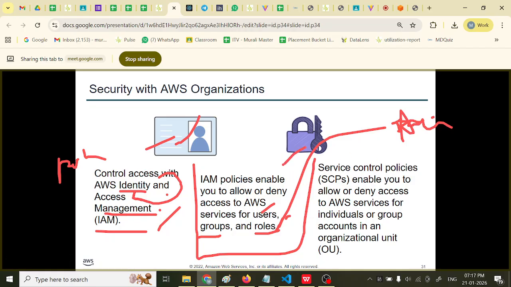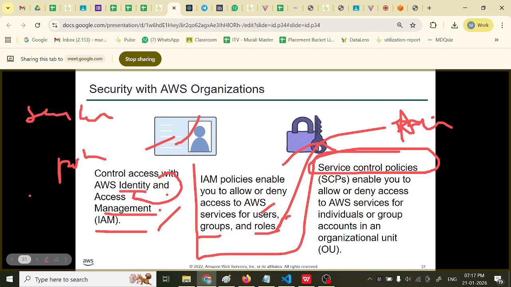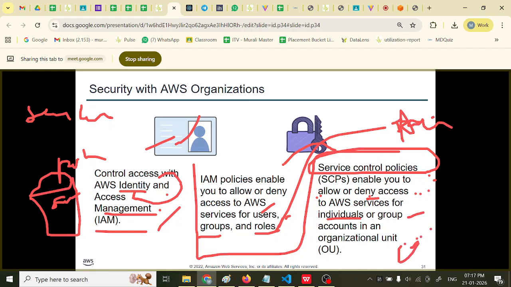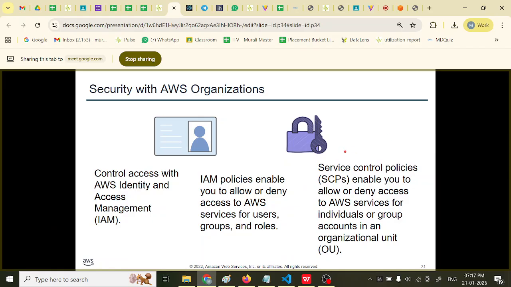Next, we have policies. We have one more type of policy that is called service control policy. Services can be controlled by using this policy. It allows you to allow or deny access to AWS services. It can be for an individual account or a group of accounts in an organizational unit. So the service control policies, I will explain again. The same section will come back.